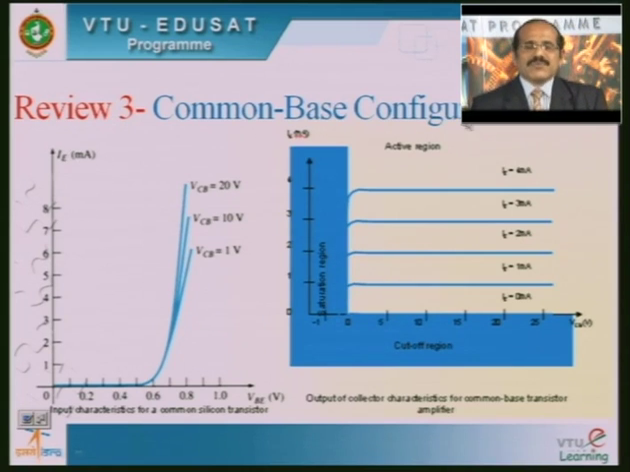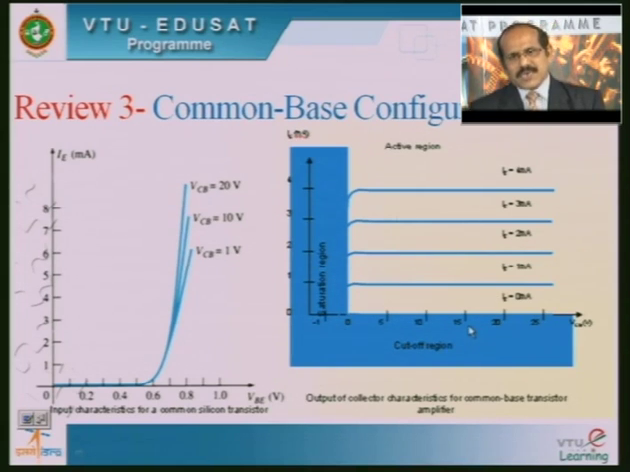And also we have discussed the output characteristics of the common base configuration. The output characteristics are the output voltage versus output current, keeping the input current constant. Output voltage is VCB, output current is IC, and the input current is IE. From these characteristics, you can note that there are three regions: the cutoff region, the saturation region, and the active region.